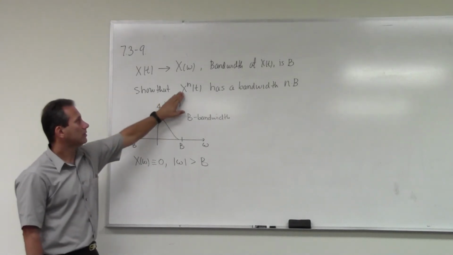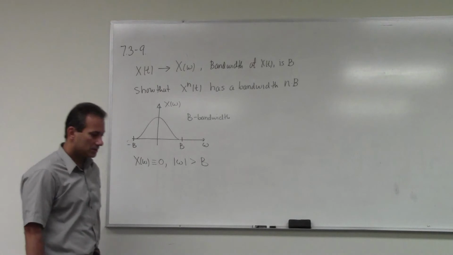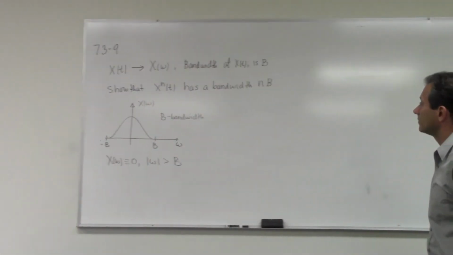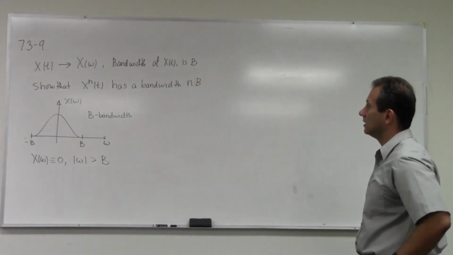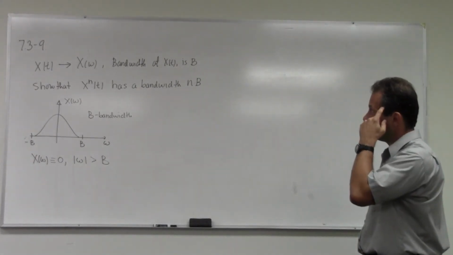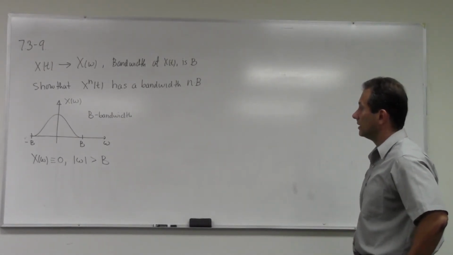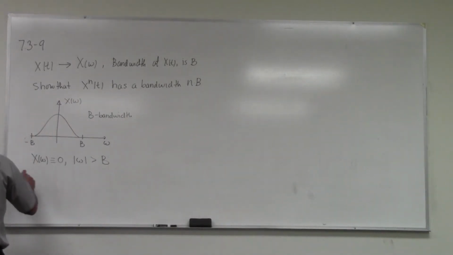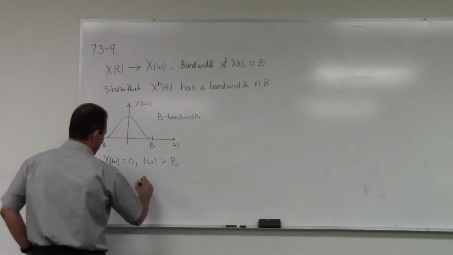So if my x of t is limited to the bandwidth from 0 to b, what is the bandwidth of the nth power of x to the n of t? Well, the easiest way to do that is to look at what happens first when n is equal to 2, n is equal to 3, and so on, and then deduce what happens when n is any power through the method of induction. So let's first look at what happens when n is equal to 2.